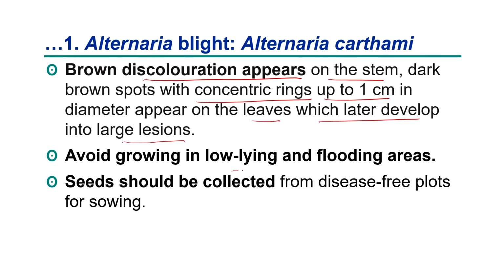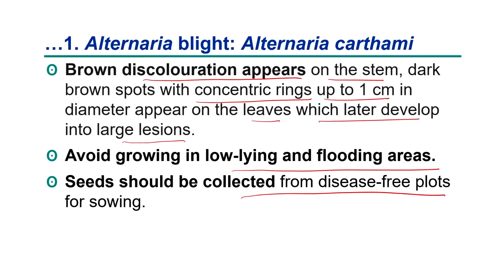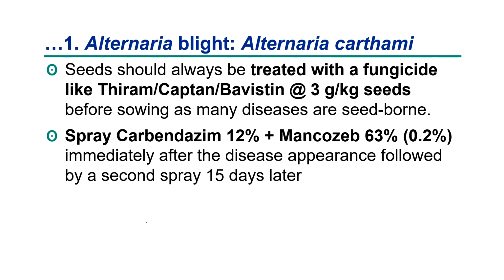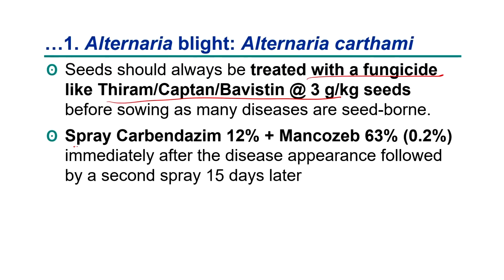Avoid growing in low-lying and flooded areas. So the severity of Alternaria blight is more when you get waterlogging. Seeds should be collected from disease-free plots for sowing. Seeds should always be treated with a fungicide. Here Thiram, Captan or Bavistin can be used at the rate of 3 gram per kg seed, and it is usually done before sowing. And in the standing crop, spray carbendazim 12% plus mancozeb 63%, overall concentration 0.2%, immediately after disease appearance. So it is a combination of 2 fungicides, followed by a second spray 15 days later.